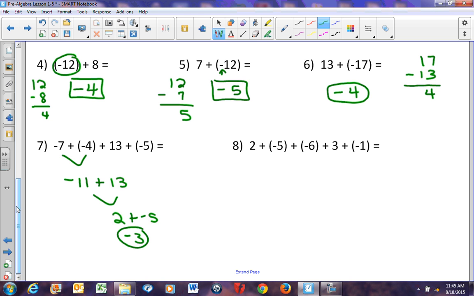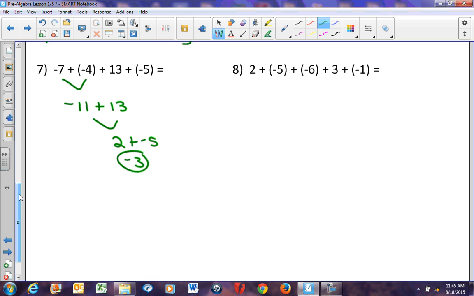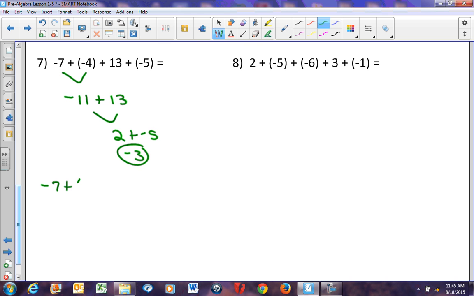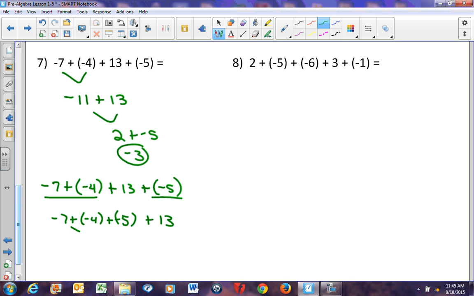Let's take a look at that exact same problem and do it a slightly different way. I have negative 7 plus negative 4 plus 13 plus negative 5. The other way you can do it is take all of your negative numbers, all the numbers that have the same sign: negative 7 plus negative 4 plus negative 5, and combine those. That's negative 11 plus negative 5 is negative 16, plus 13 is still negative 3. It doesn't matter which way you choose to do it. I don't have a preference. Whichever one you prefer, you can do.